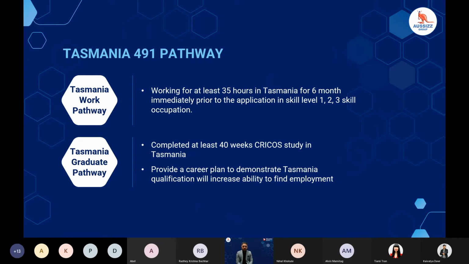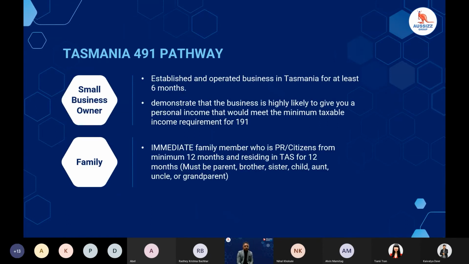Another pathway is the Tasmanian graduate pathway. If you complete at least 40 weeks CRICOS registered course from a Tasmanian institute in Tasmania while living and studying in Tasmania, and provide a career plan to demonstrate that the Tasmanian qualification will increase your ability to find employment in your nominated occupation, then you can apply for a 491 nomination with the Tasmanian government.